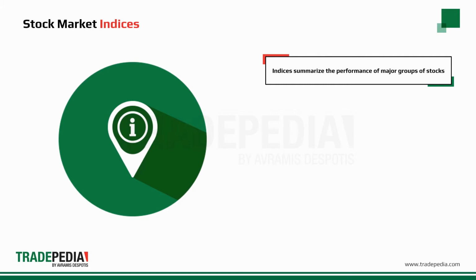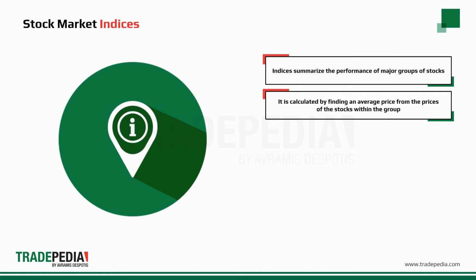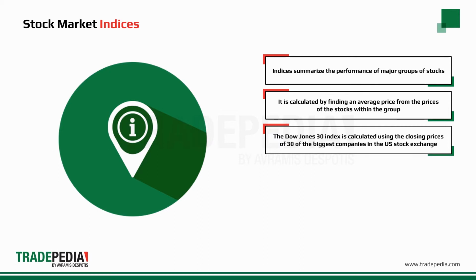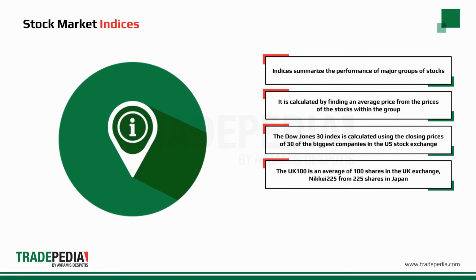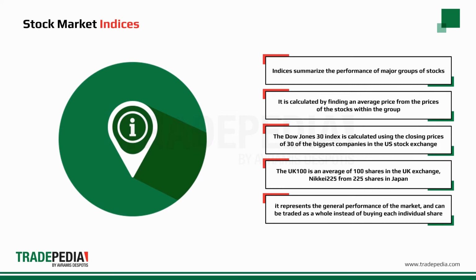Stock market indices summarize the performance of major groups of stocks. It is calculated by finding an average price from the prices of the stocks within the group. For example, the Dow Jones 30 index is calculated using the closing prices of 30 of the biggest companies in the US stock exchange. The UK 100 is an average of 100 shares in the UK exchange. Nikkei 225 from 225 shares in Japan, and so on. It represents the general performance of the market and can be traded as a whole instead of buying each individual share in the group.